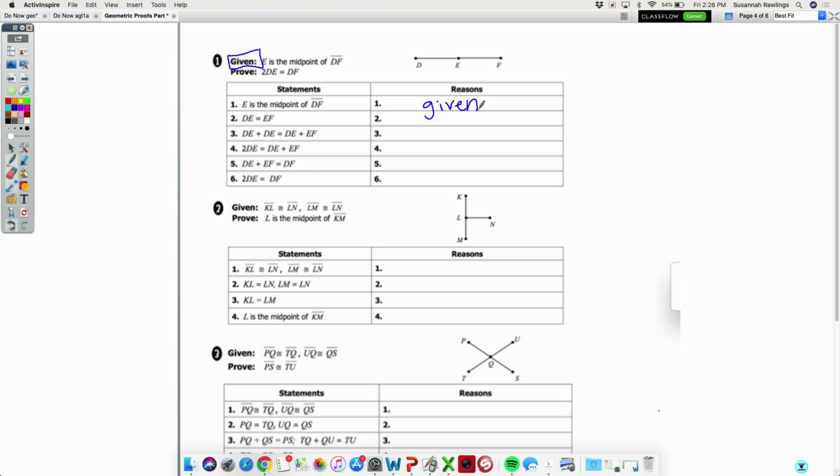You always want to check for your given. Sometimes there's more than one. Sometimes they're in different steps. It's like a matching game: you're finding whatever's written there in the proof. So that's my given. Let's talk about what it's saying.